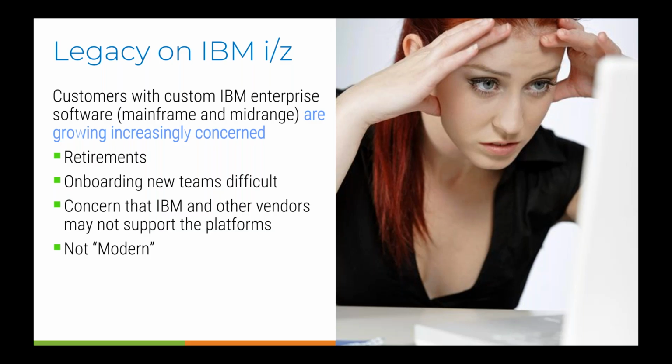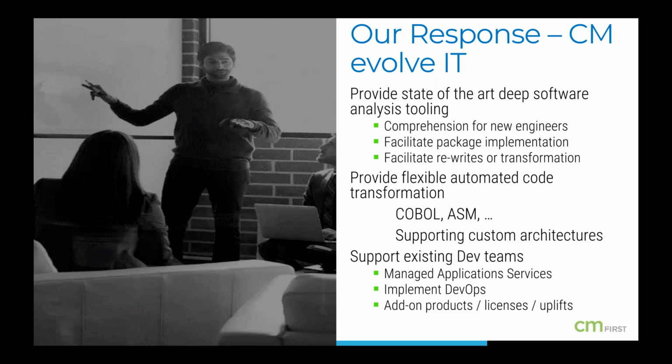Okay, so that's what we're hearing, and our response is our product CM evolveIT. We provide some really state-of-the-art static analysis, and you'll see that in the demonstration. So it really facilitates comprehension by new engineers, even existing engineers, and facilitates a lot of the things that people want to do on the platform. We also provide flexible automated code transformation. We're seeing more and more people want to move to languages that engineers are learning in their university and want to use, like JavaScript, for example. And also just supporting existing dev teams, of course, is always kind of our bread and butter. Just people want to be more effective at doing their existing job.